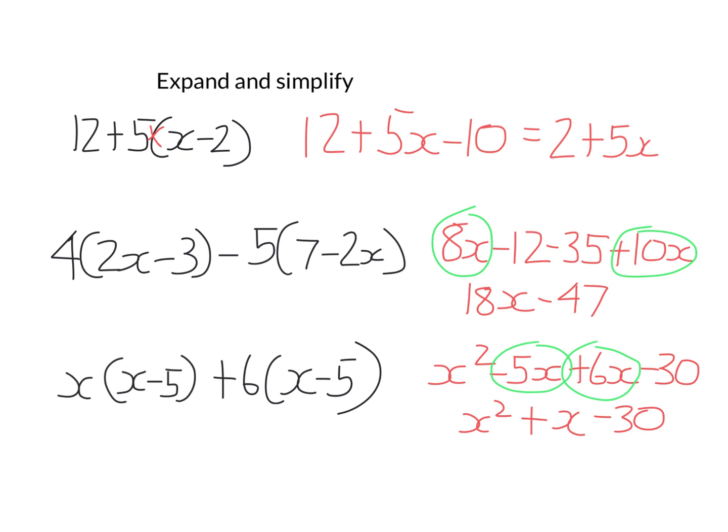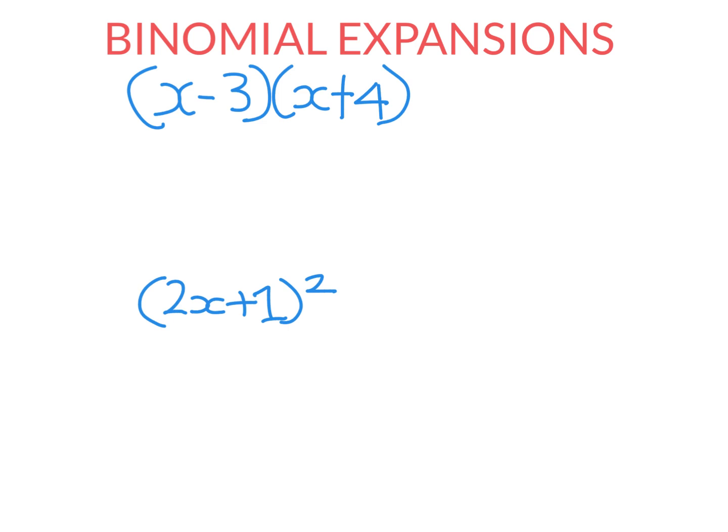So now we're going to look at expanding brackets where there are 2 terms in each bracket. See, when we have brackets that have 2 terms in each bracket, we call them binomial expansions. Bi meaning 2, basically 2 terms in each bracket. So we can actually use the distributive law to expand this. How would I do that? Well, the idea is we need to multiply everything in the first bracket by everything in the second bracket.